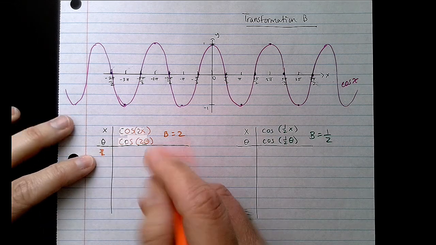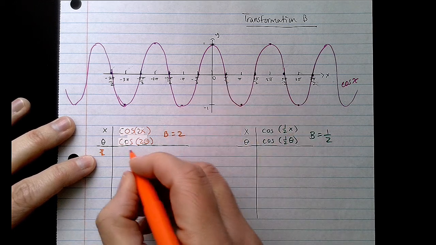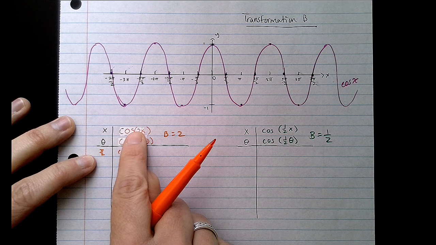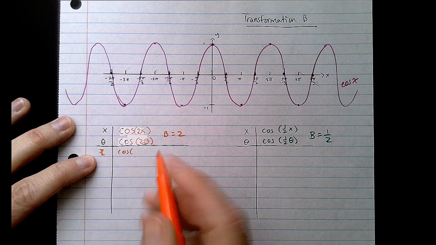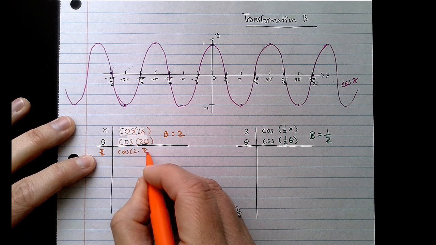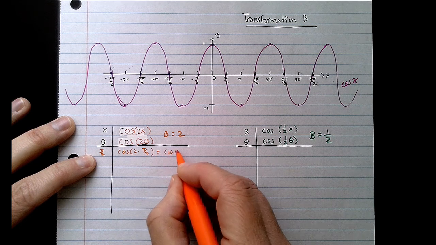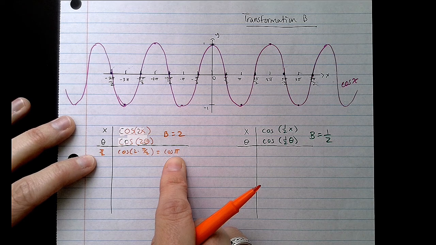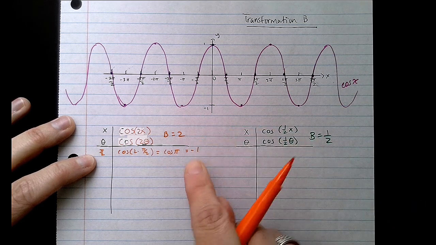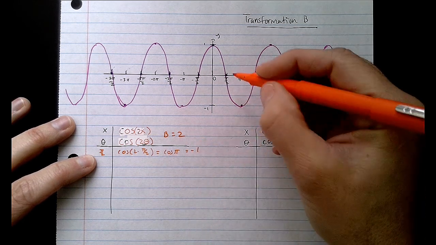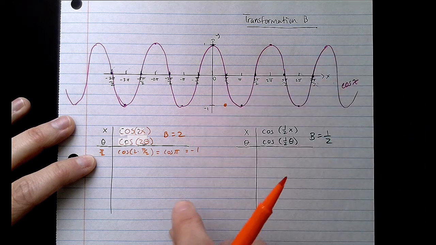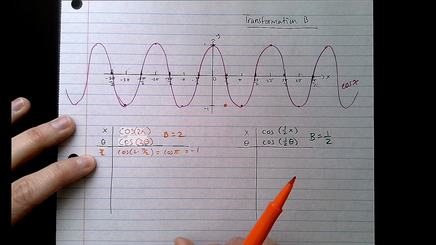If I have pi over 2, so I'm looking at this point here, I'm going to plug it into my cosine function. But my cosine function says take 2 times whatever you plug into it. So I'm going to do 2 times pi over 2. Well, that really means I'm doing the cosine of pi. What's the cosine of pi? Look at your unit circle. It's -1. So that means at pi over 2, I actually have a point here at -1. Well, that's weird. Let's keep going.